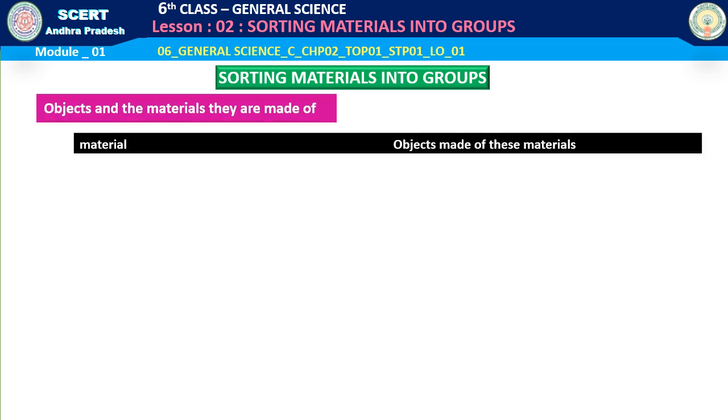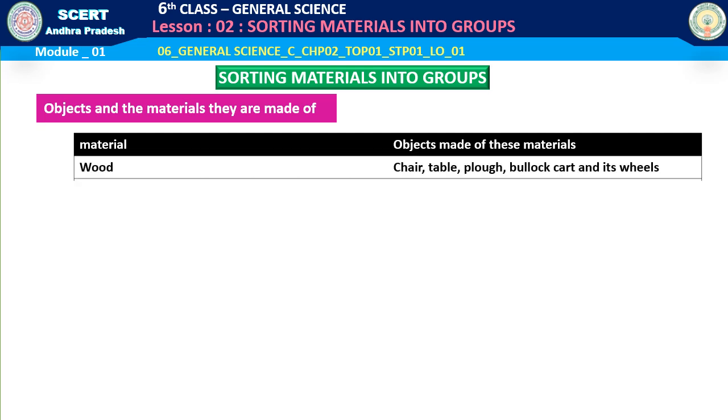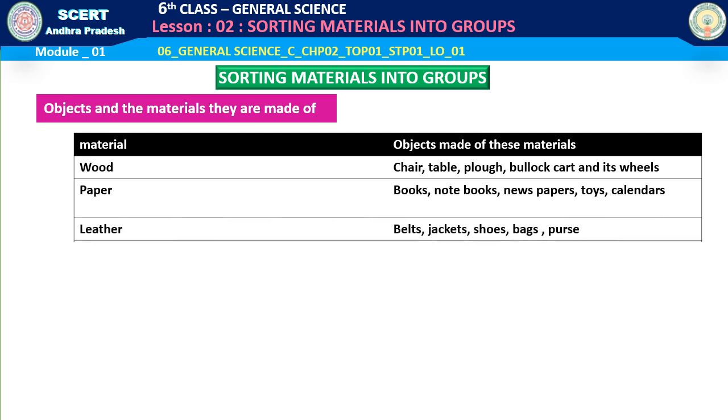Children, let us think of different objects made by using similar type of material. By using wood, we can prepare different types of objects. They are chair, table, plug, bullock cart and its wheels. By using paper, we can prepare books, notebooks, newspapers, toys and calendars. By using leather, we can prepare belts, jackets, shoes, bags and purses.